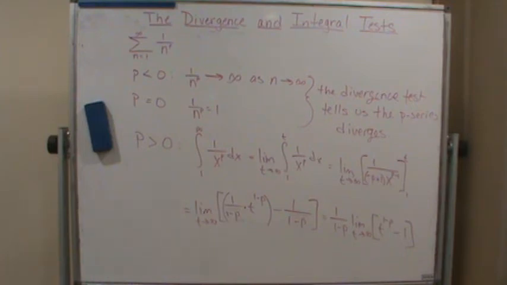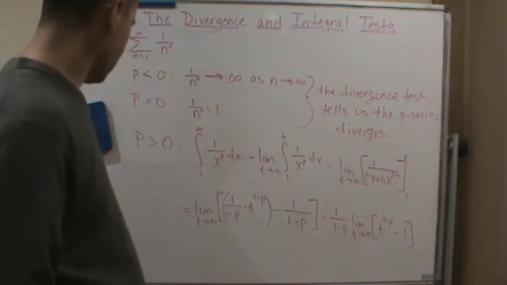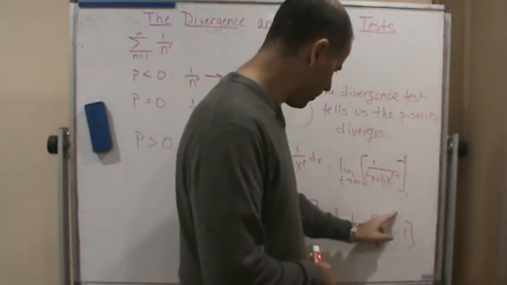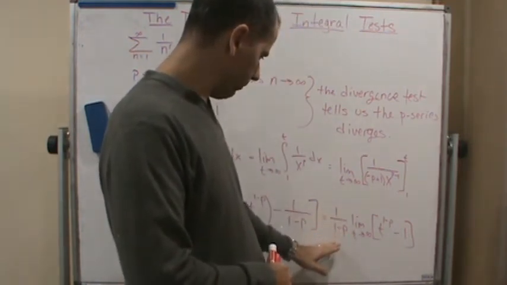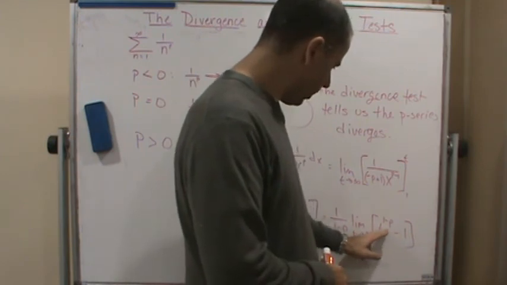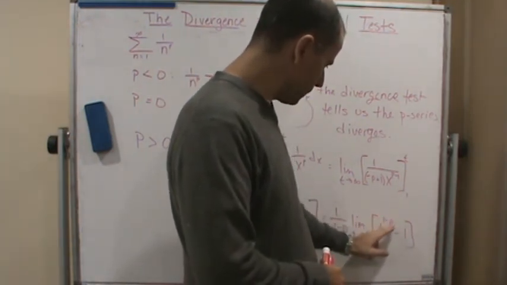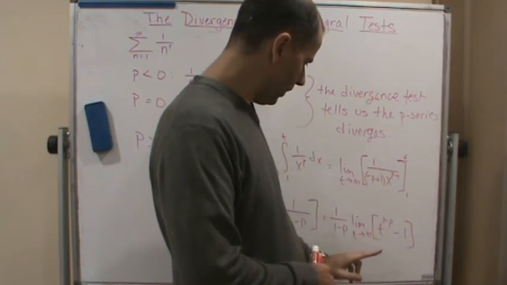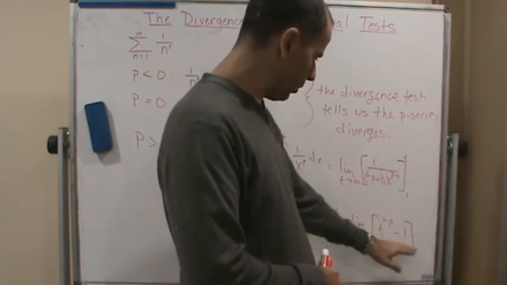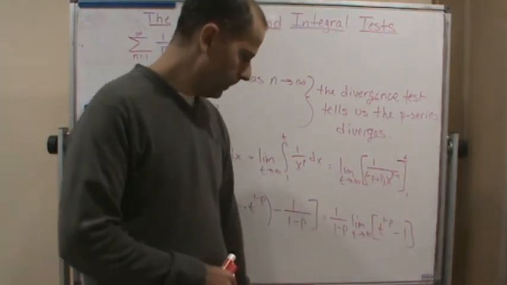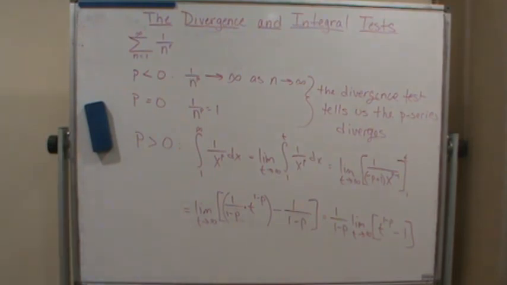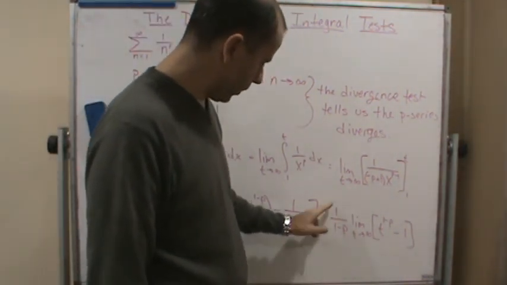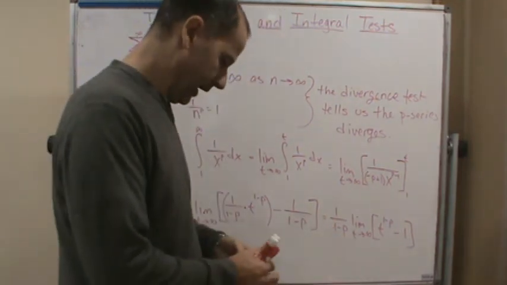Okay, so now, what about less than 1? Well, no, we already did less than 1. What about greater than 1? If we're greater than 1, then 1 minus p is going to be negative, so that's not an issue. Here, this becomes a negative exponent, and so this becomes 1 over t to the positive exponent. As t goes to infinity, this goes to 0, and you're going to end up with the opposite: negative 1 over 1 minus p, or in other words, 1 over p minus 1. So that's what we end up having.